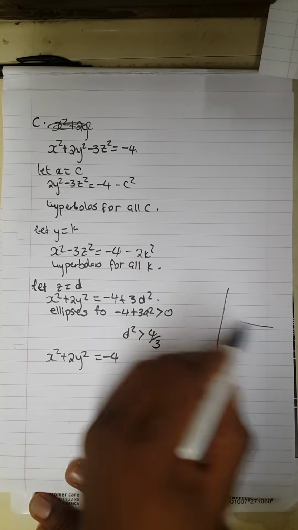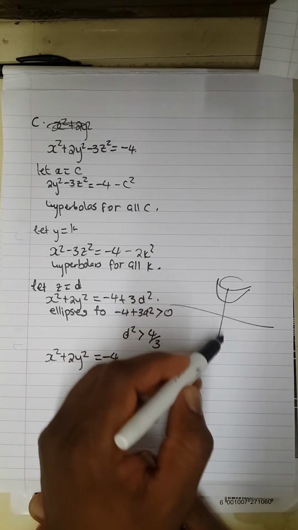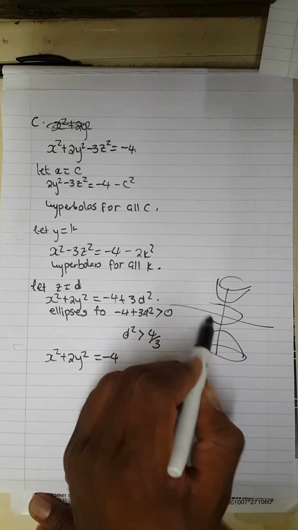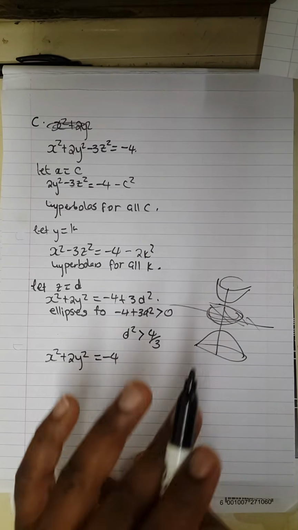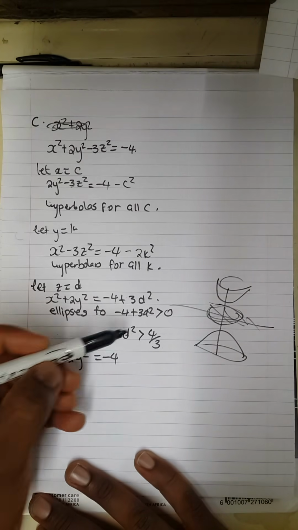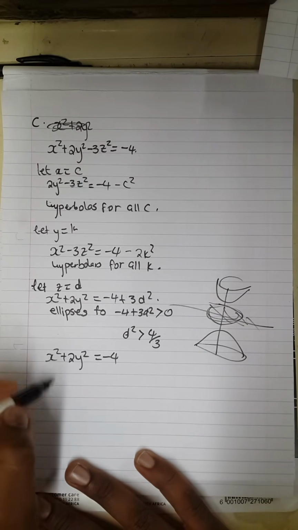Basically, it's likely to be something like this, and then like that. We do not have ellipses. Nothing exists here. This section here, nothing exists there. So we're going to say that this is because we're determining at d is equal to 0.